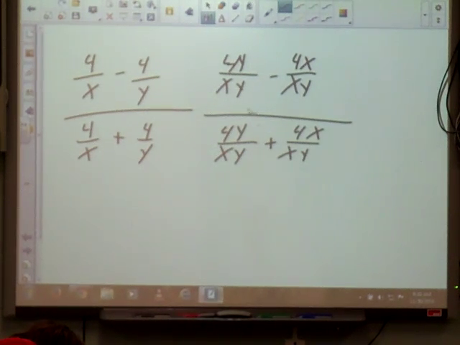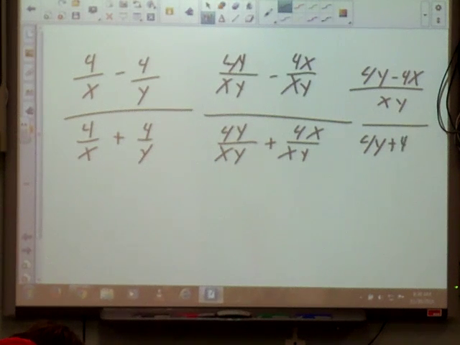4X. Now all I need to do, since I've got common denominators, put it over 1. 4Y minus 4X over XY. On the bottom, we've got a plus sign. Told you I was letting you finish, and we're about done. I misled you. Keep, change, flip.